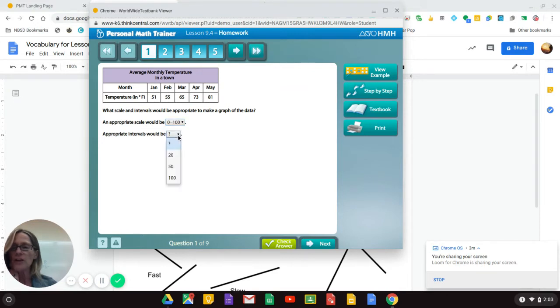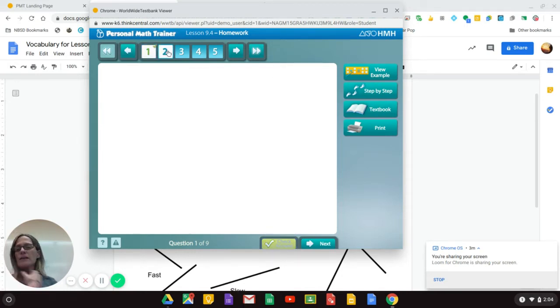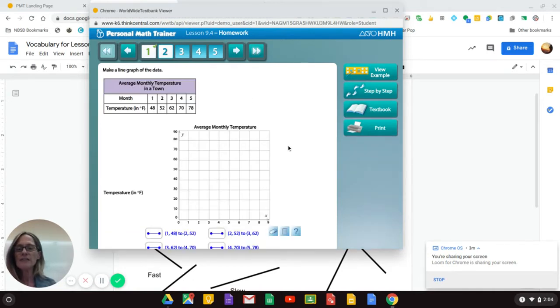And if I'm looking here at the appropriate intervals, how am I going to get 0 to 100 up there? Can I just go 1 and then 100? Well, that doesn't make any sense. If I just do 50, I have 0, 50, and then 100. That doesn't make any sense. But if I do it by 20s, I would have 0, 20, 40, 60, 80, 100. That's the one that makes the most sense. And let's check our answer. I did it right.